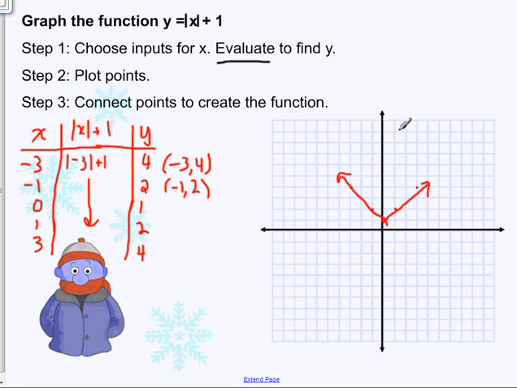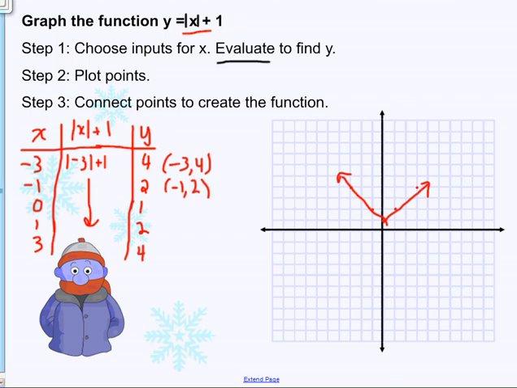And we now have, in my case, a very lopsided V, but a V nonetheless. Which is actually a good point to commit to memory: all absolute value functions are going to look like V's. So that's a good little side note to know.